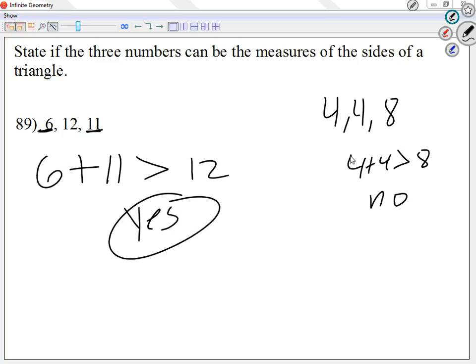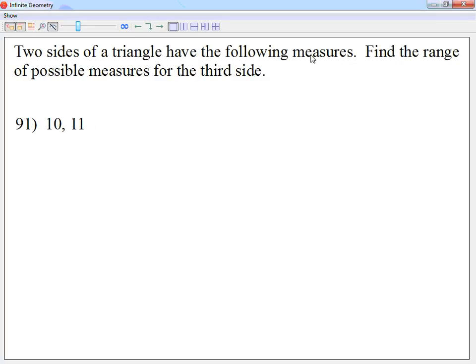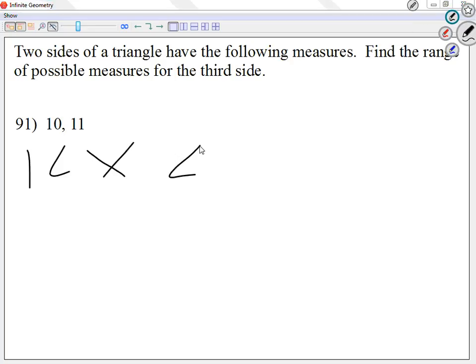Then we move into question 91. I'm only going to give you guys two values. And it says, two sides of a triangle have the following measures. Find the range of possible values for the third side. I'm going to say the third side has to be bigger than 1 and less than 21. The way I came out with my numbers, 1 and 21, for 1, I subtracted my values, 11 minus 10. For 21, I added my values. That's how I came out with 1 and 21. I subtracted for 1, and I added for 21.